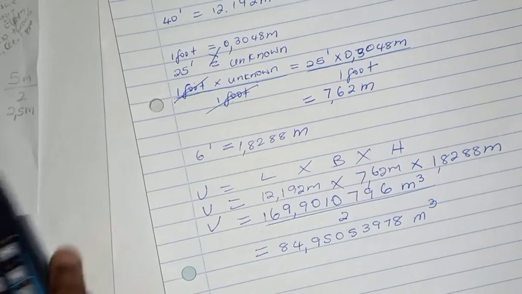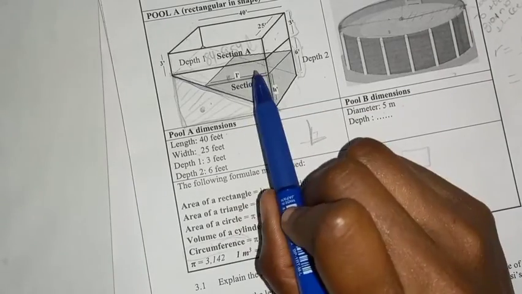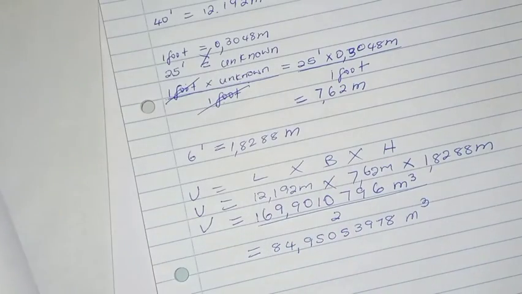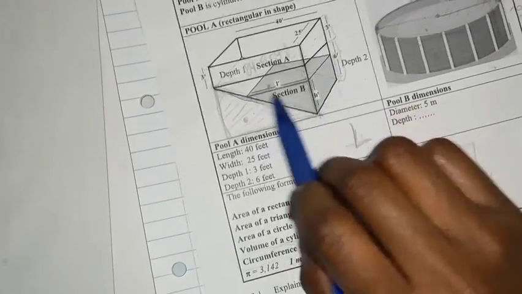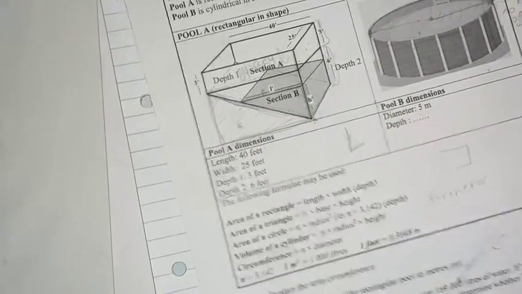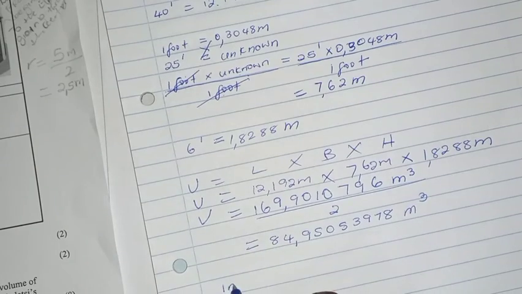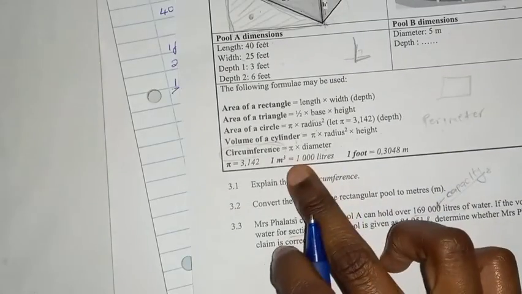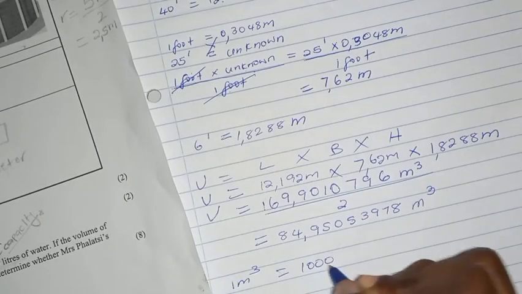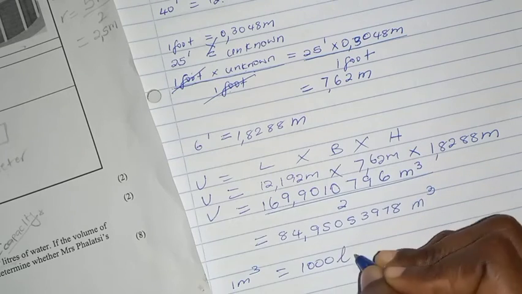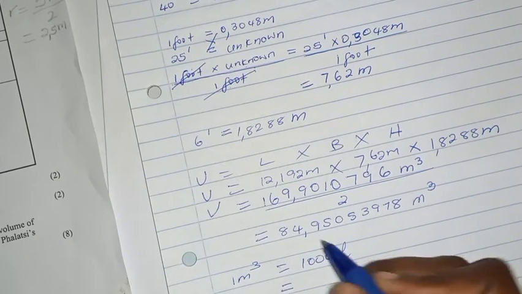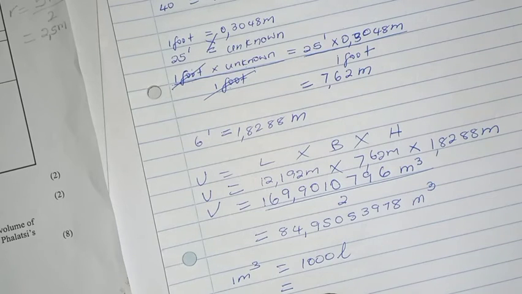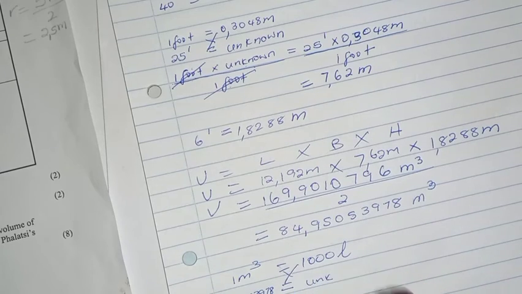Now the next part is I need to understand how much water is going in here. The volume is 84.95 cubic meters, but how much is the water that's coming in? To find that out, I have to say 1 cubic meter is equal to 1,000 liters. So if this was only 1 cubic meter, we would have only 1,000 liters going in there. But we don't have that. We actually have 84.95053978 cubic meters, and we don't know, so we cross multiply.